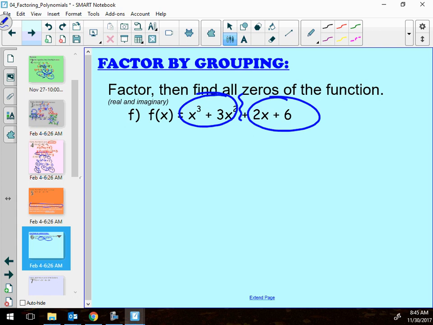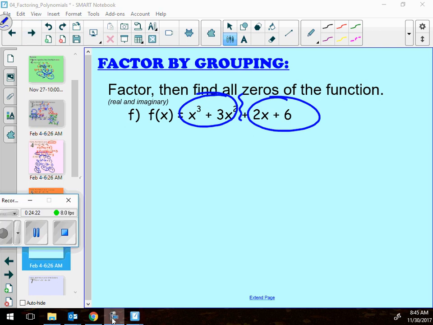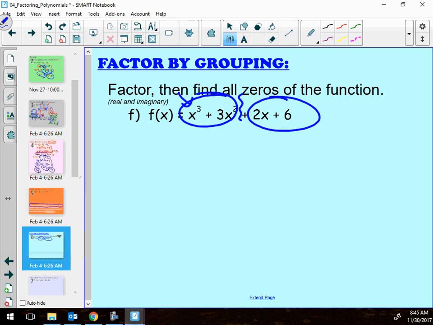I'm going to pause while you give that a try. Okay, maybe you don't know what I mean. This part has an x, in fact, it has an x squared in both parts. I'm not even looking at this right now. Just looking at this. They both have an x squared in them. So I pull the x squared out, and what do I have left?